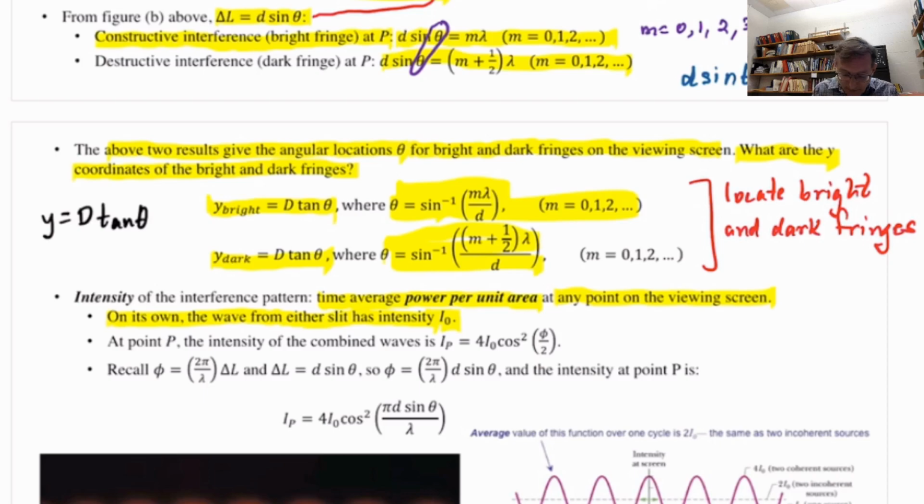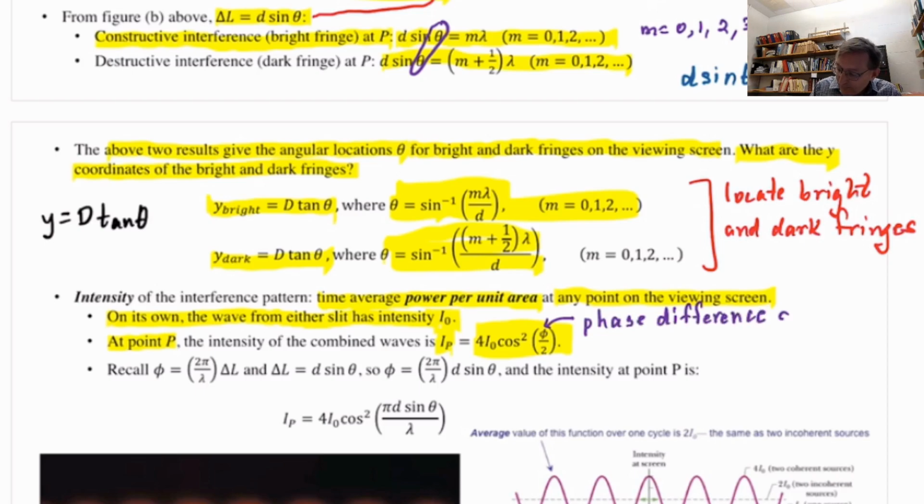So we've picked a point P on the viewing screen. What's the intensity there, I at point P? It's given by this formula: 4 times I0, the intensity from a single slit. Yes, 4, not 2. You might think, well, I've got 2 slits, so the intensity on the viewing screen will be 2 times I0. No, 4 times I0 times the cosine squared of phi over 2. Phi, remember, is the phase difference between the two waves as they arrive at point P.